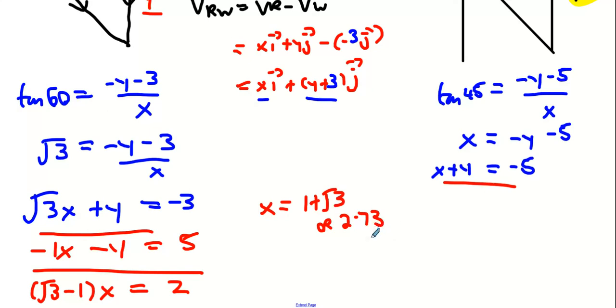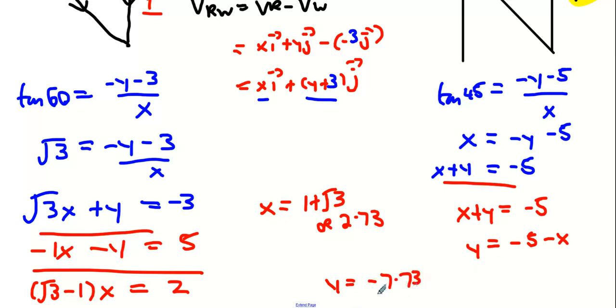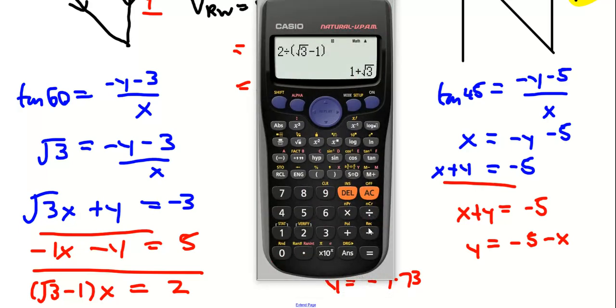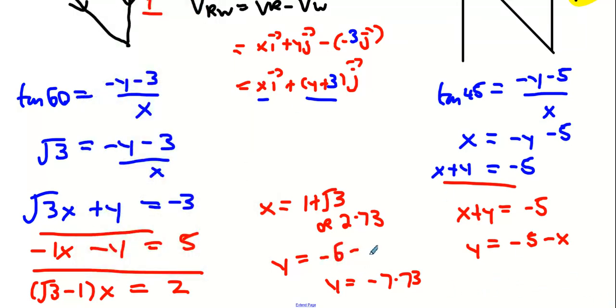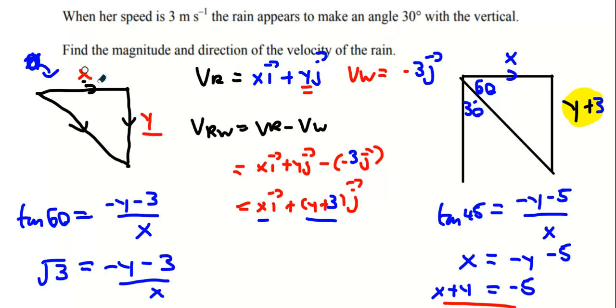Next thing we're going to do is find out what the y value is. Okay, so what is the y value here? Well, we know that x plus y equals minus 5. So y must equal minus 5 minus x. So y could be equal to minus 7.73. Or y is equal to, we put this into the calculator very quickly, minus 5 minus what x is, so minus 1 plus root 3. Okay. We get minus 6 minus root 3. Now that's negative as we're expecting. Okay, so we go back to the top. This one here is 1 plus root 3. This one here is minus 6 minus root 3.